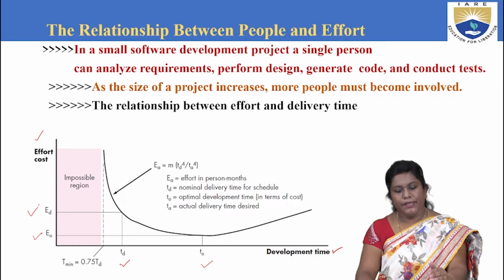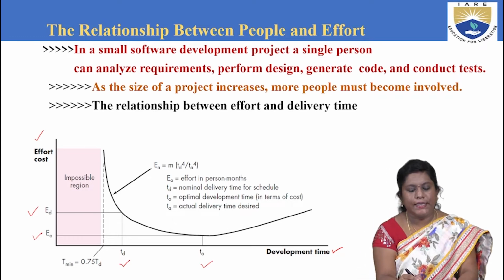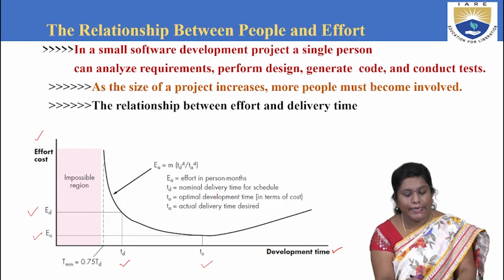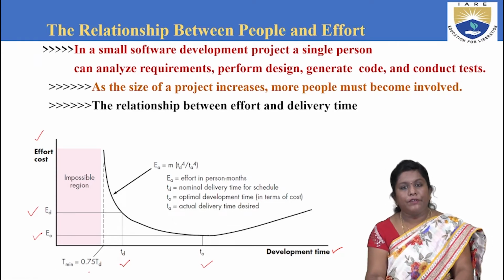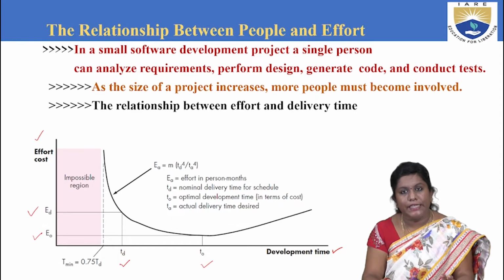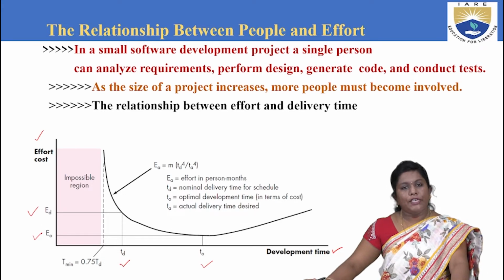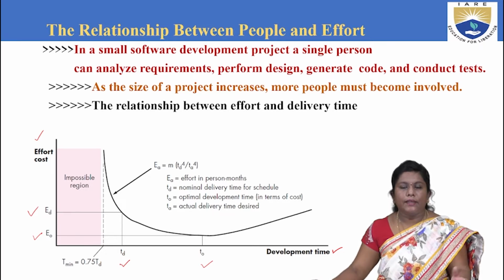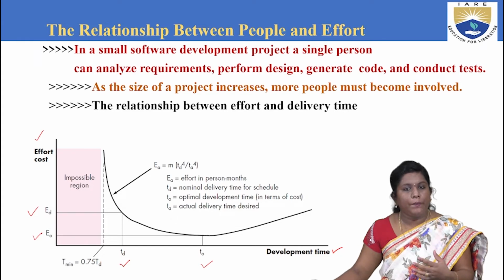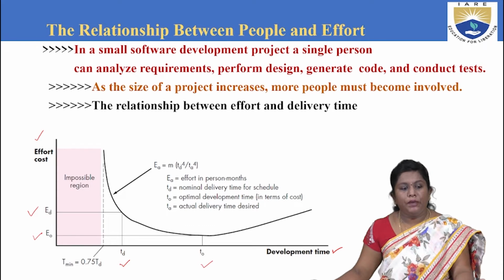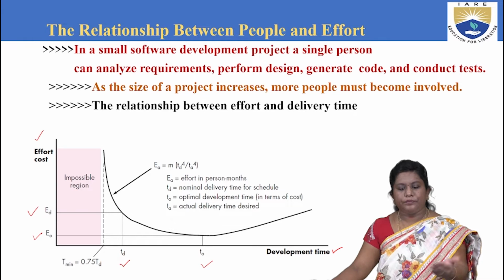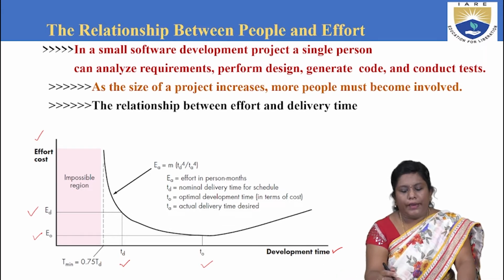So this ranges, that is, why is this in the region of impossible region, and what happens when you exceed that T minimum 0.75 TD, we will be just discussing. So first, the relationship between the people and the effort. So to understand how many people are involved in the project and how much effort is being delivered by a group of people per day, per month, all that is calculated in this particular area.